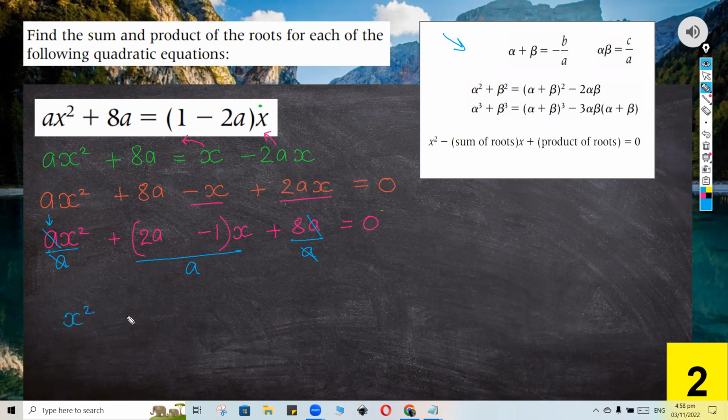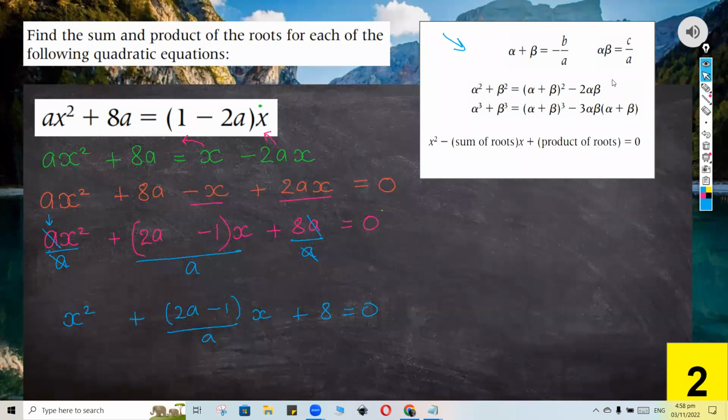You have x squared plus 2a minus 1 on A, you have a x here, and then you have Mr. 8 here. How much is alpha plus beta? Alpha plus beta. Remember, once you have a 1 here, it's the opposite of who is touching x. So how do you make something the opposite? You just put a minus sign in front of it. So you can put it like this. Minus open brackets 2a minus 1 divided by A.